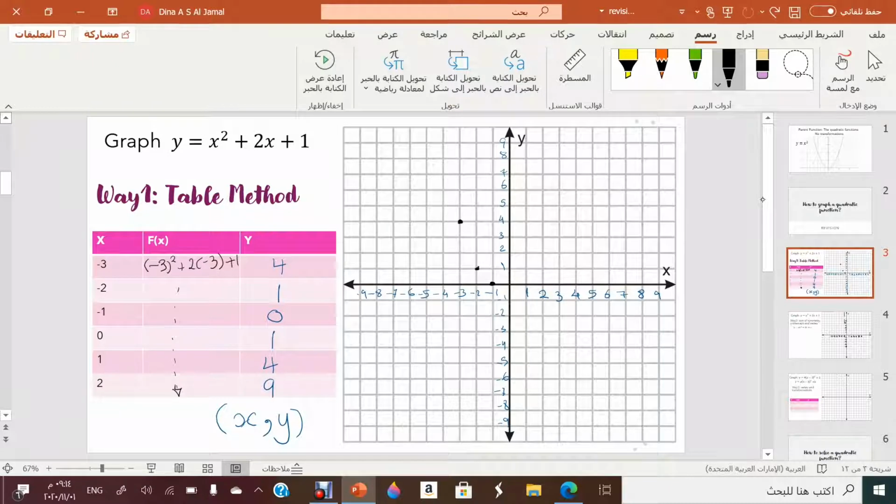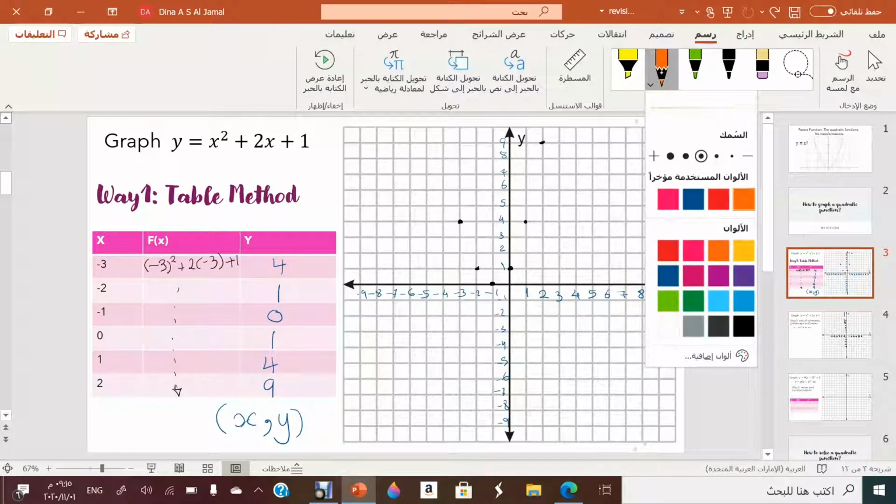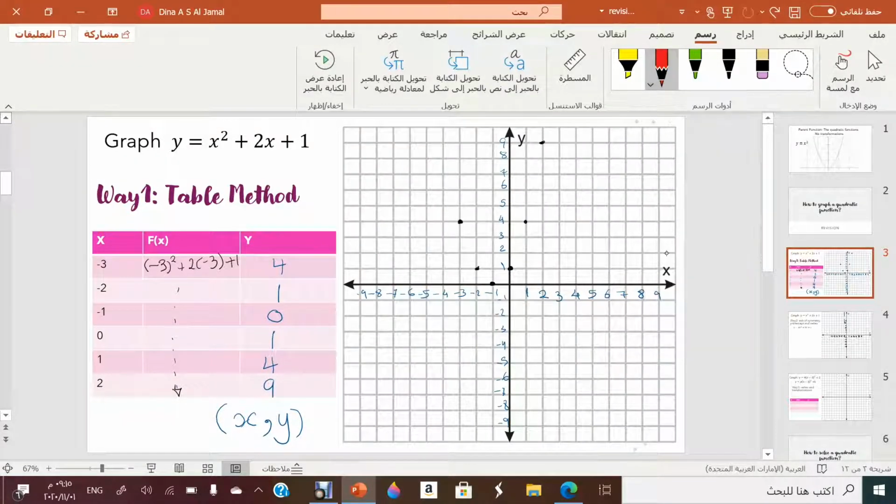Then 0 and 1. Pay attention to this. Where you have x is 0, it is the y-intercept. Then you will go 1 and 4. Then 2 and 9. And all what you need to do is that you must connect them with a smooth line.